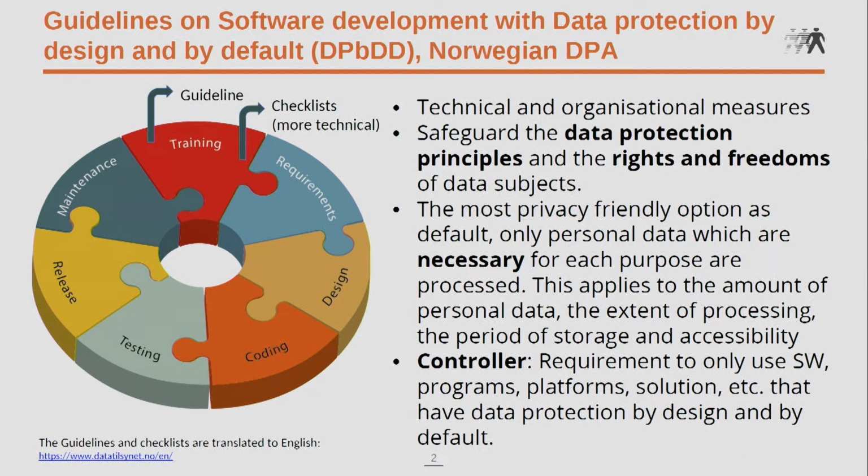In 2017, the Norwegian DPA launched guidelines for software development with data protection by design and by default. These guidelines are intended mainly for software developers, and for controllers procuring software. The guidelines describe how to incorporate data protection principles, the data subject's rights and freedoms, and the obligations of the controller into every step of the development process. Both technical and organizational measures are included, and it reminds us that the most privacy-friendly option has to be the default, and that we are only going to process personal data that is necessary for the purpose.